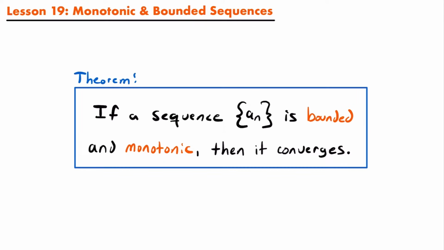What this specific theorem tells us is that if a sequence, a sub n, is bounded and monotonic, then it will converge. Alright, and so at the end of this video, we're going to circle back to this theorem and try to determine the convergence of some sequences, but first we need to establish what it means for a sequence to be bounded and for a sequence to be monotonic. And we're going to start by looking at what it means for a sequence to be monotonic.